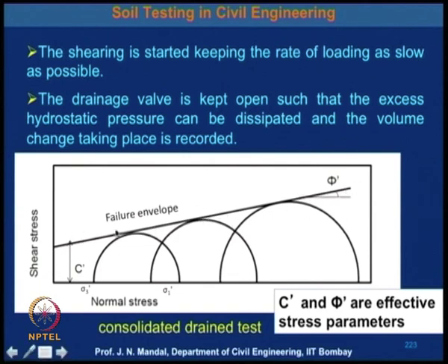You can see here, in the case of the consolidated drained test, you can measure the cohesion value, that is the effective cohesion, and you can also measure the effective angle of shearing resistance, that is phi dash. So, from the consolidated drained test, you can measure c dash and phi dash, which are the effective stress parameters.